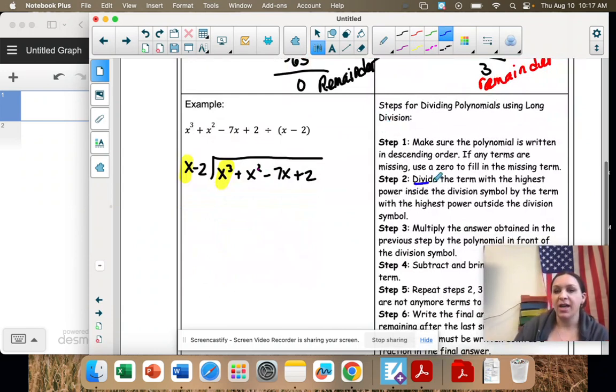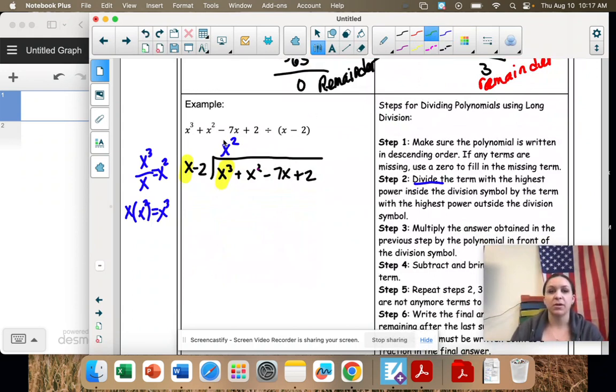So when it says divide, it's x cubed over x is x squared. Another way to think about that is x times what gives me x cubed? Well, you have one, you need 2 more. So there's a couple ways to look at that. And then I'm going to multiply, just like what we did last time.